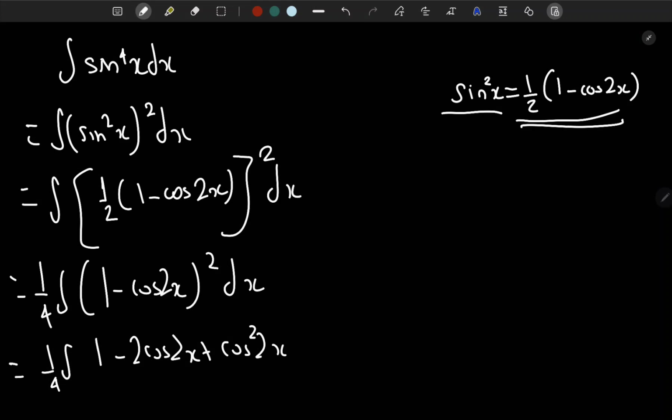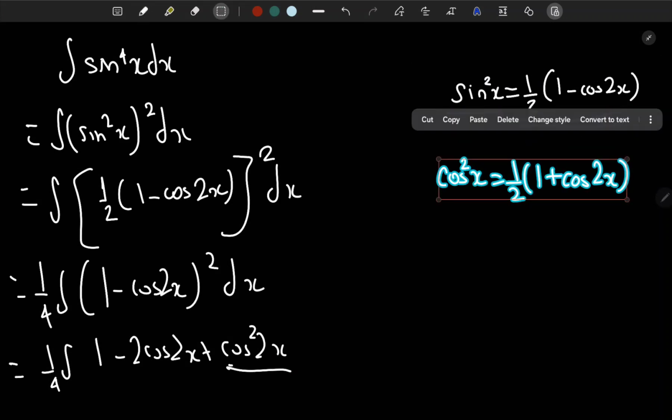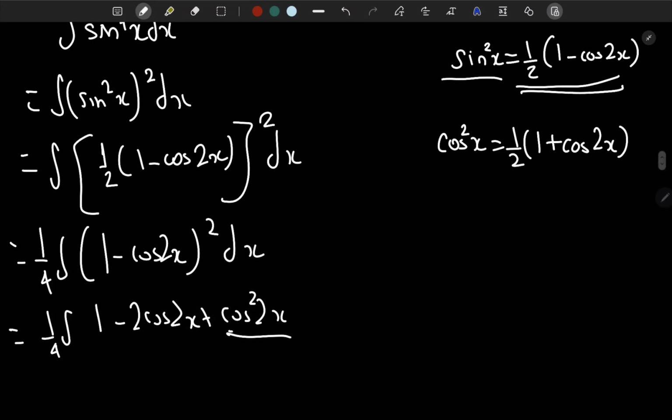Now if you notice something here, we have a cosine squared 2x. So we need to use the other power reducing formula for cosine, which is cosine squared x is equal to half 1 plus cosine 2x, and we realize that the angle here is 2x already. So when we reduce it more, it's going to become 4x. So let me just clear some space and write it here.